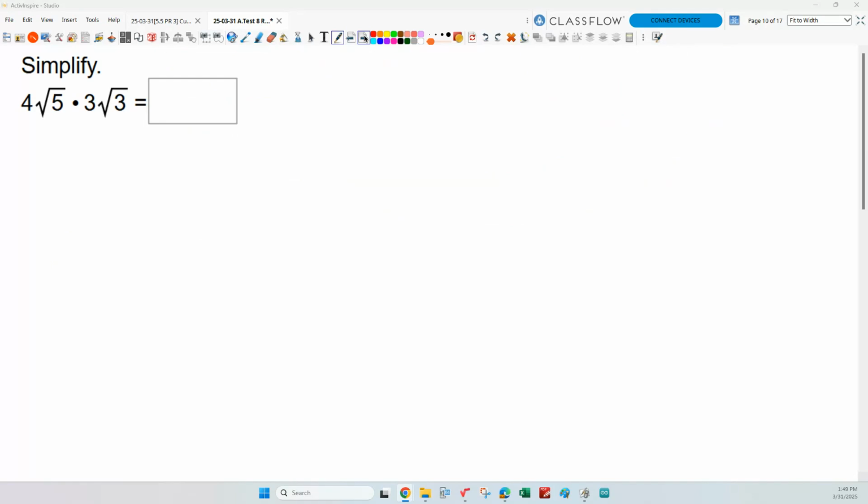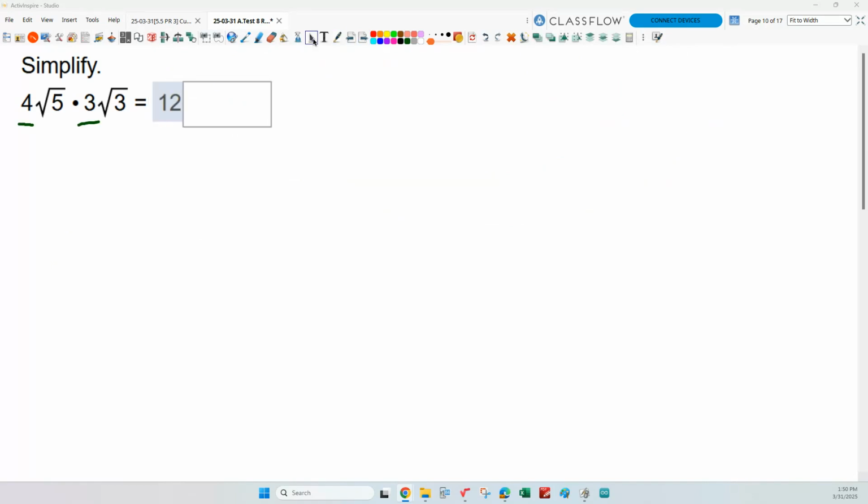How do I deal with this? I'm multiplying two numbers that involve radicals, and I've got inside and outside numbers. So what do I do here? I need somebody, new contributor here. Okay, yeah. I multiply the outside numbers, so what's that going to give me for my outside number? 12. Yeah, there you go.